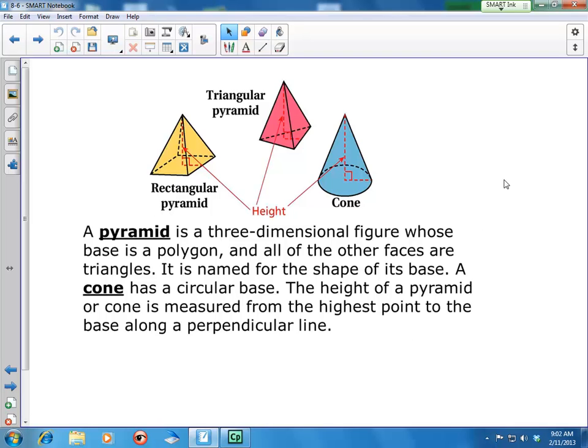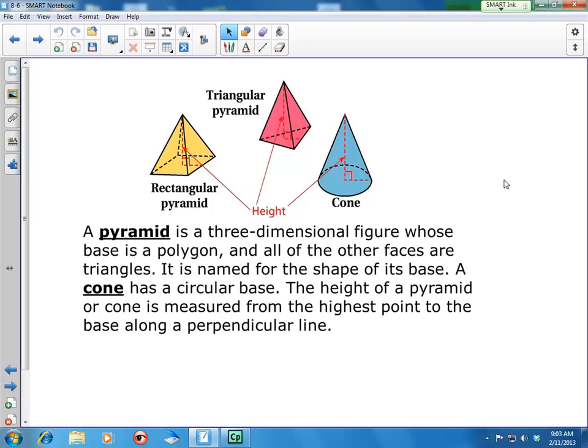Okay, let's take a look at the next slide. On this, you don't have to copy all these things down because the bottom portion is the definitions we just copied down. However, what I'm interested in on this slide is the heights. It's showing you the heights for all of these shapes. Now, be careful because the height is not the side. It's not the slant side.